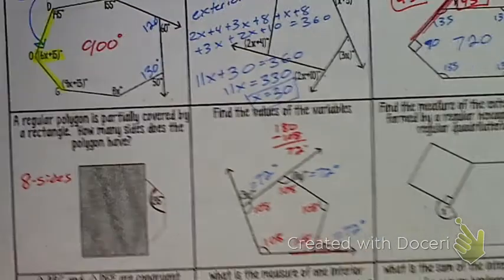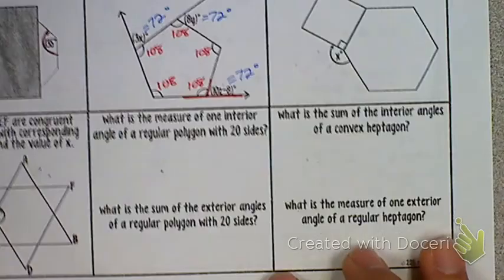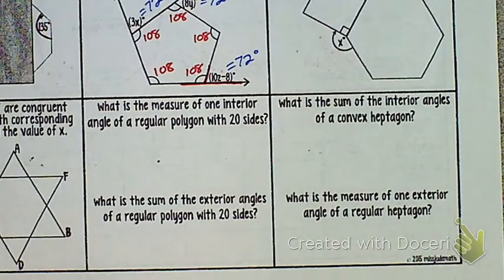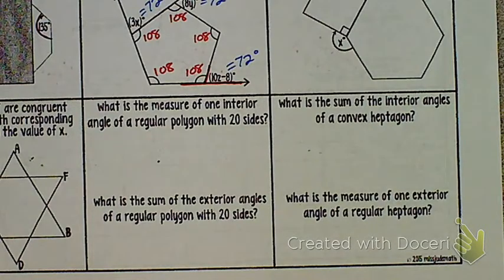I'm gonna just skip ahead and go to the last two. What was the answer for this one? 8 sides. Yep. So the next one says, guys, you're gonna get a lot of questions like this on today's assignment. Just basic questions.